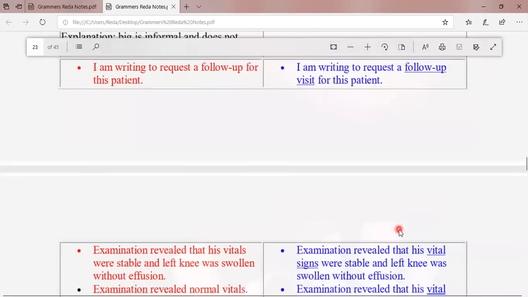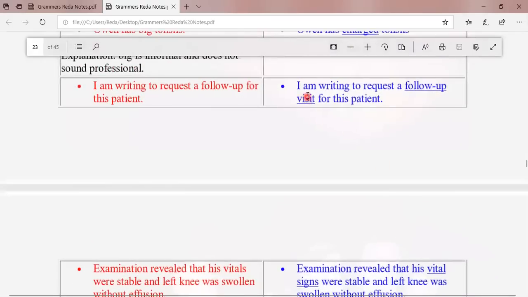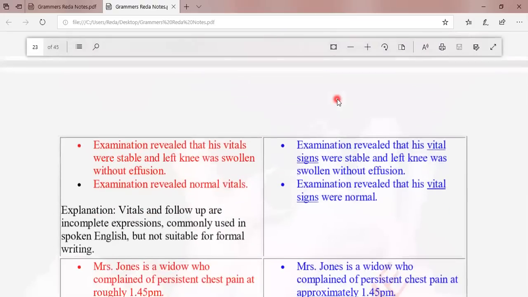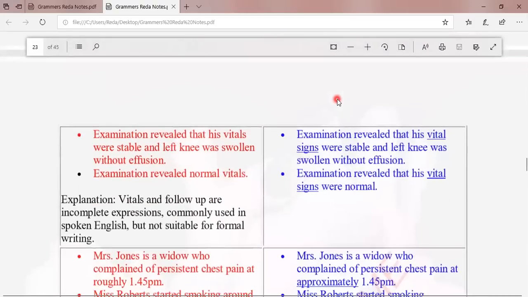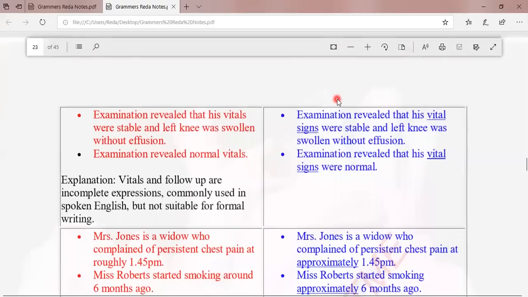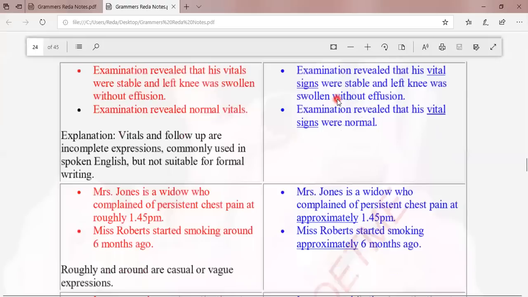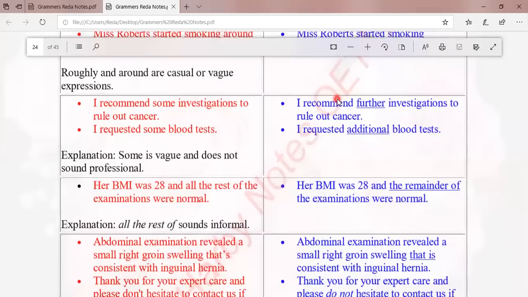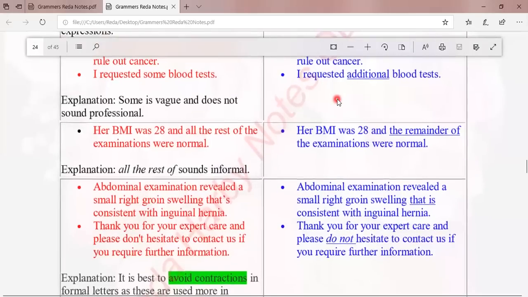Okay. A follow-up visit, like that. I am writing to request a follow-up visit. Examination revealed that, one complete sentence, that his vital signs were stable and left knee was swollen without effusion. I recommended further investigation to rule out cancer, not a cancer.